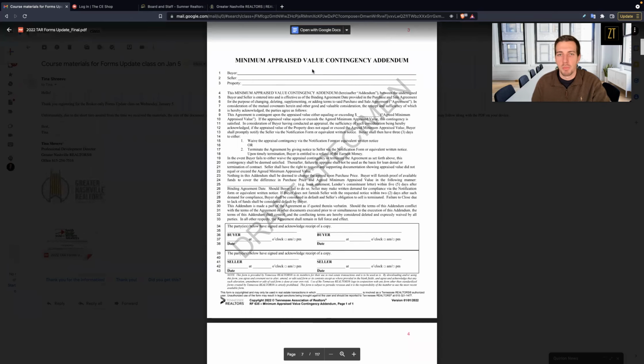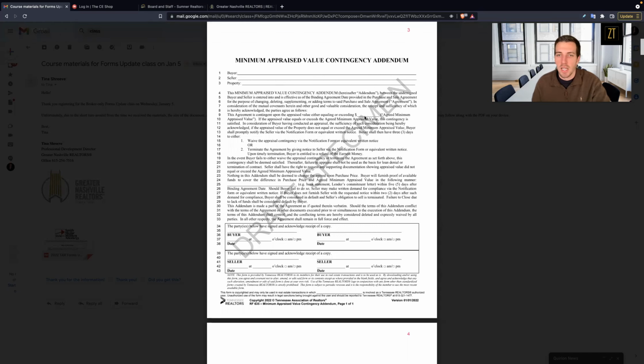Here's the minimum appraised value contingency addendum. Basically, on our purchase and sale agreement where it has that addendum contingency or appraisal contingency, this would add to that. This is just saying it has to at least appraise for this value. So maybe your purchase price is 400,000 and they just say, hey, as long as it appraises for 300,000, I'm okay proceeding forward.